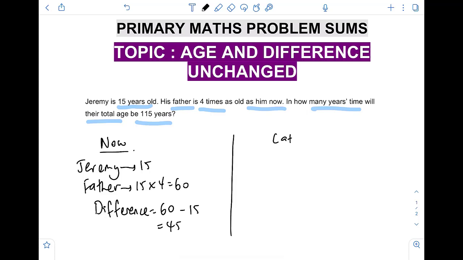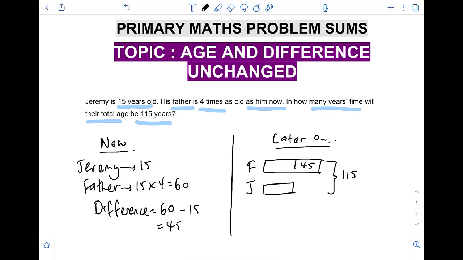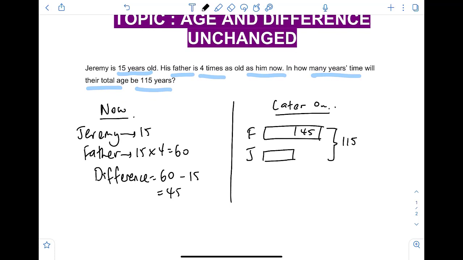Now later on, father and Jeremy, the difference will still be 45 years. Jeremy will take up this box here, and their total, I want it to be 115 years later on. Okay, so how late is this? How many years later is this? We'll need to find what happened to Jeremy's age or the father's age.